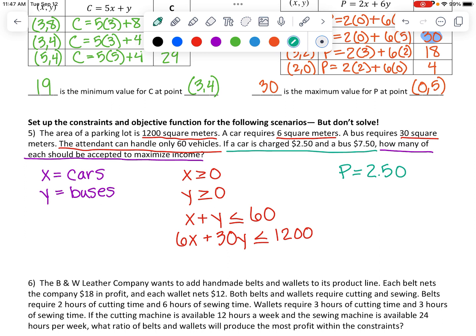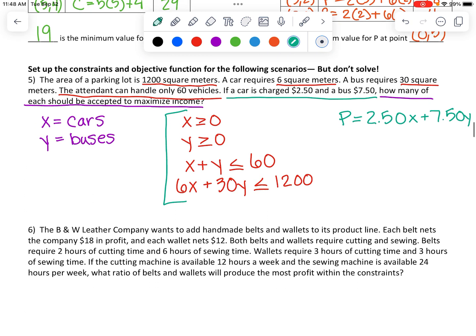$2.50. That is how much a car is charged. So I'm going to put the X by that. And I'm adding that to $7.50. That's how much a bus is charged. So I'm putting a Y by that. So in order to find that profit, we would look at all of those vertices we came up with once we graphed our constraints. And then once we plug those in, we would be able to see which vertex got us our maximum income. Okay.